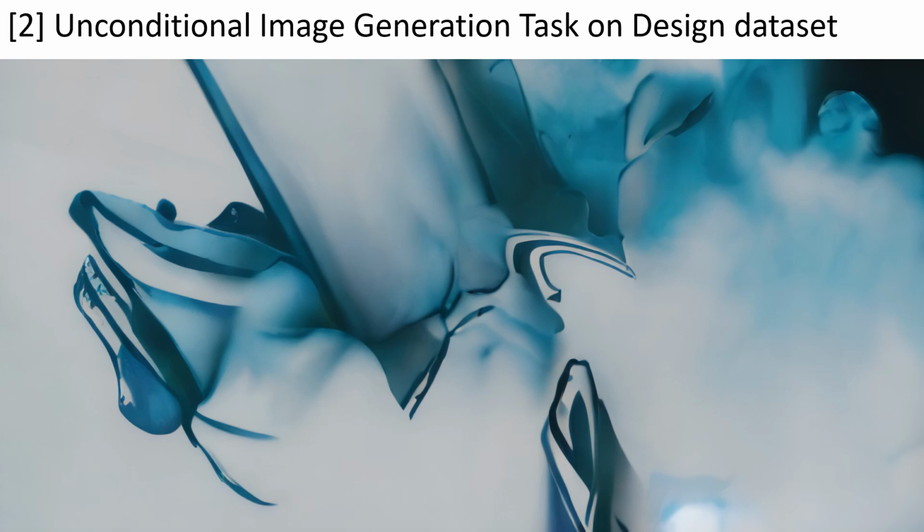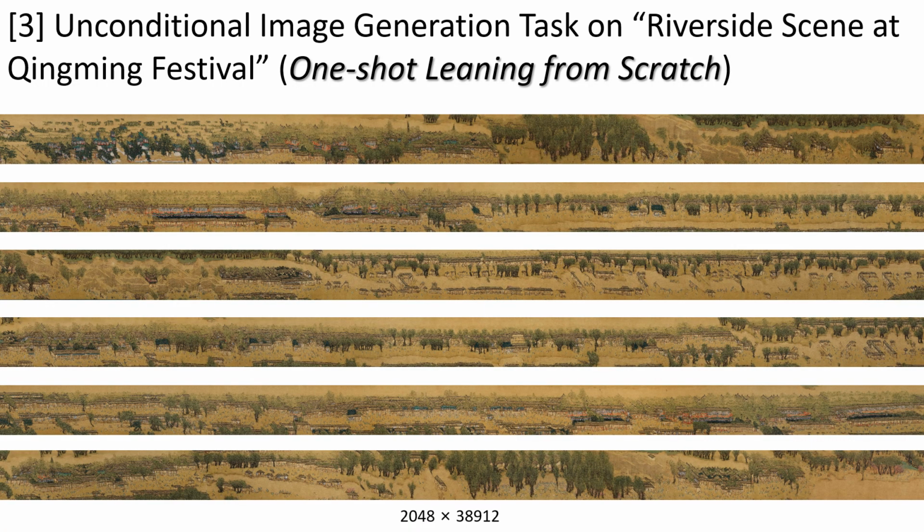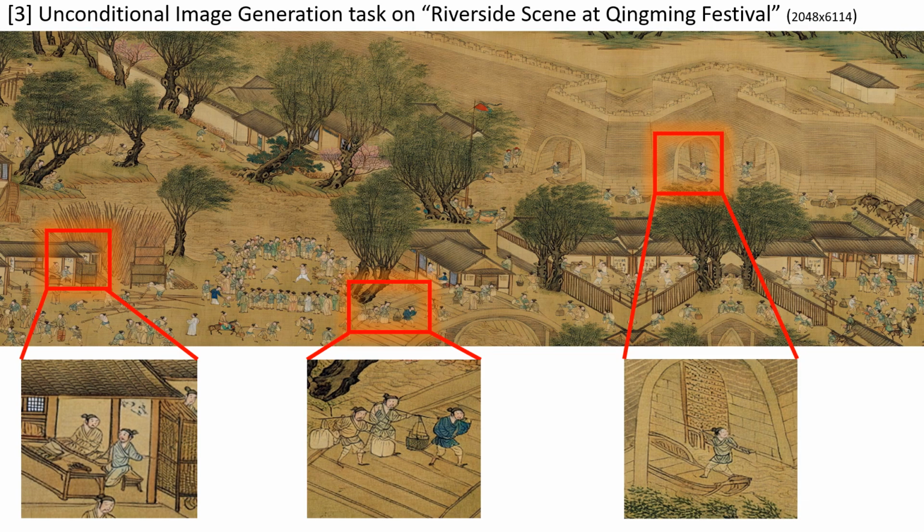One may have a question: what is the meaning of unconditional image generation? That's why I put this example here, the famous painting, Riverside Scene at Qingming Festival. It is not painted by Zhang Zeduan. Instead, it is painted by NUWA-Infinity. We can see the details here. Imagine the scenario. I want to draw Riverside Scene at Qingming Festival, but I do not know how to draw it. So I learn from Zhang's painting day by day, and finally, one day, I can draw it with my own imagination. Here, unconditional does not mean uncontrollable.